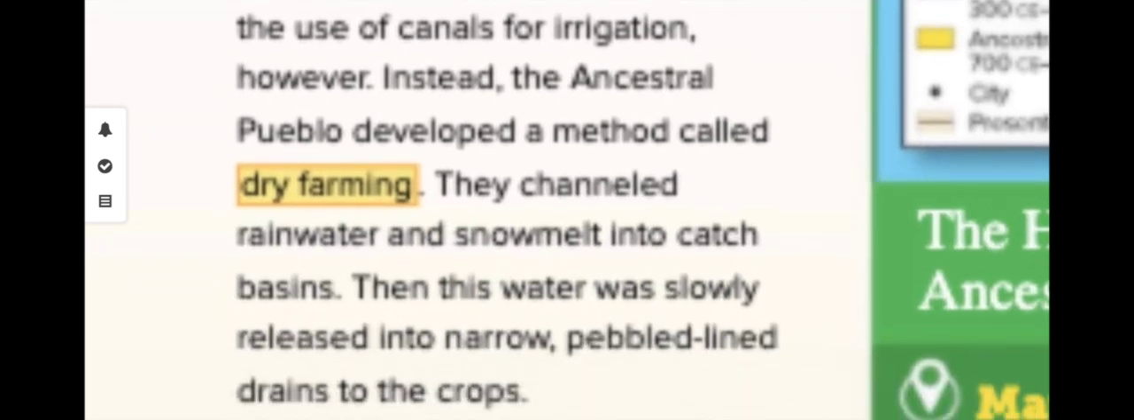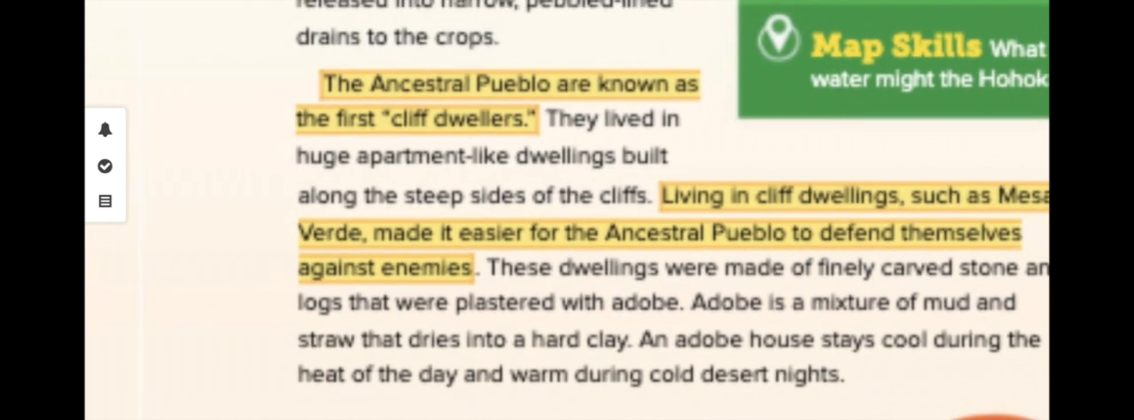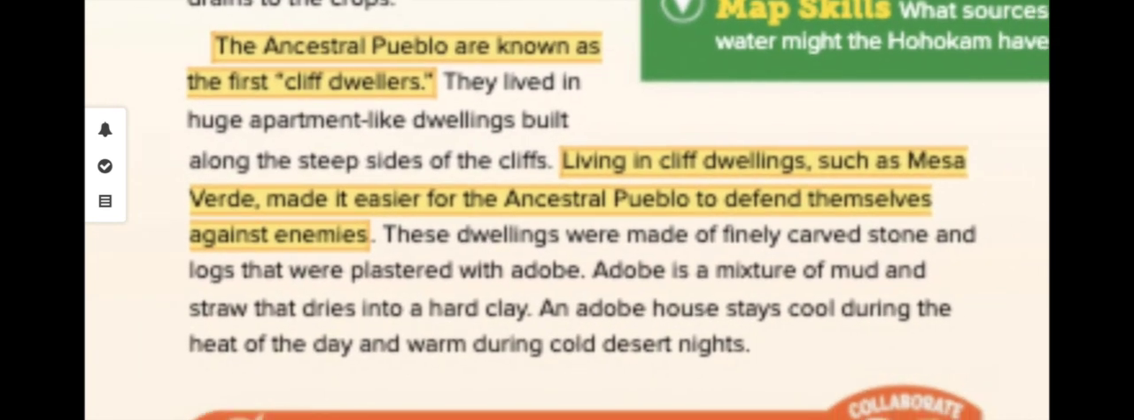They channeled rainwater and snowmelt into catch basins. Then this water was slowly released into narrow pebble-lined drains to the crops. The ancestrals are known as the first cliff dwellers. They lived in huge apartment-like dwellings built along the steep sides of the cliff. Living in the cliff dwellings, such as Mesa Verde, made it easier for the ancestral Pueblo to defend themselves against enemies. These dwellings were made of finely carved stone and logs that were plastered with adobe. Adobe is a mixture of mud and straw that dries into a hard clay. An adobe house stays cool during the heat of the day and warm during the cold desert night.